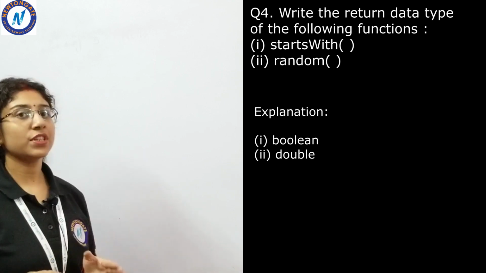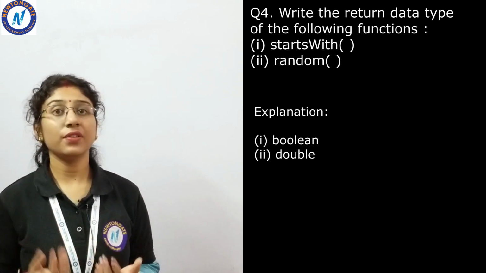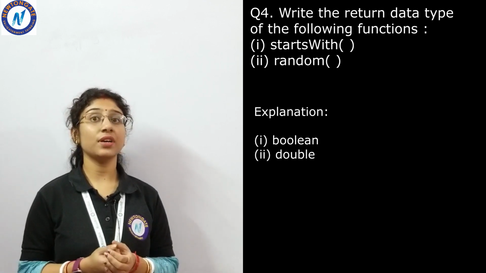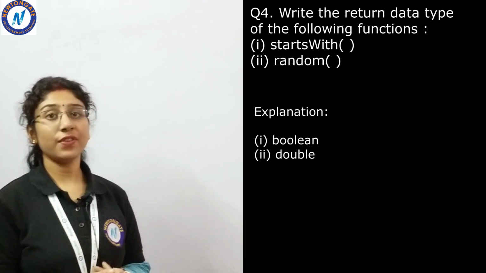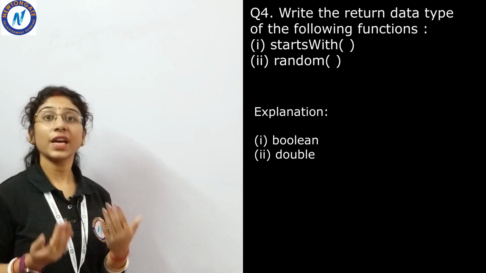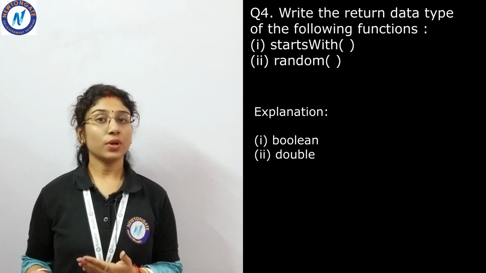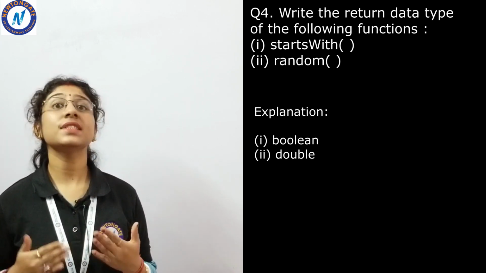Second is the random function. I know the random function is not a string function, but to recall the random function for you, that's why I've included it over here. So the random function returns a fractional value, a decimal value, we can say a double type of value. The data type of the random function is double.